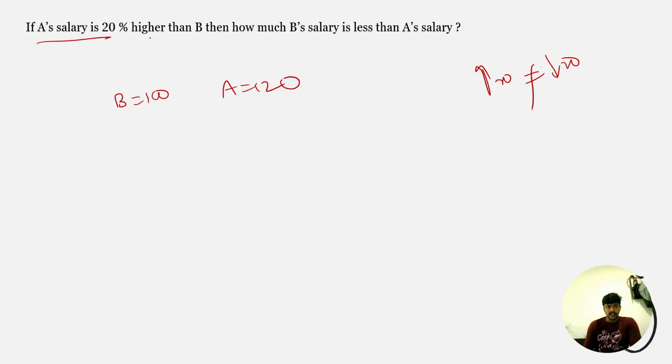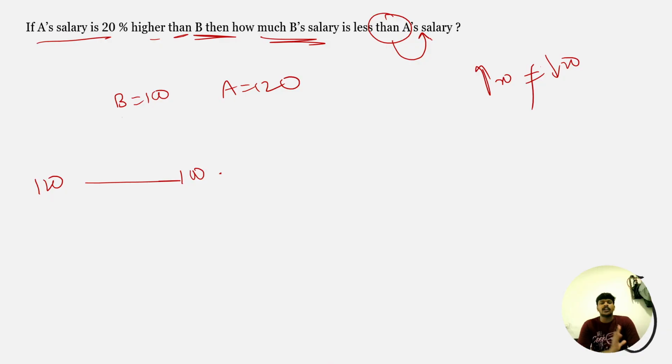See, A's salary has to be 20% more than B. That's why I'm taking B equal to 100 and A equal to 20% more, meaning 120. Now, we need to find out how much B's salary is less than A's salary. Remember, the word after "than" is always going to tell you who we have taken as the reference. So if A is 120, how much less is B? It is 20. Listen, 20 is a number, but we want the percentage change.